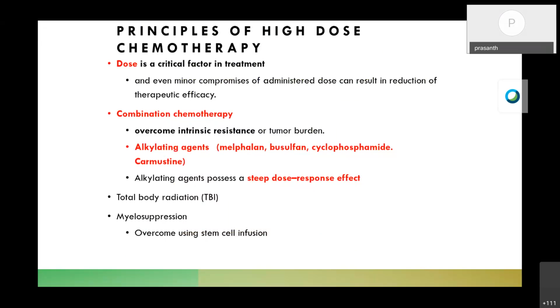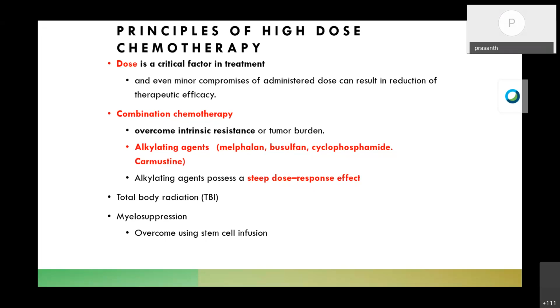The commonest chemotherapy agents used for this kind of high dose therapy in the context of stem cell transplant are these alkylating agents. Common drugs are melphalan, cyclophosphamide, and carmustine. That's because they have a very steep dose effect, and as you keep upping the dose of these agents, you get more and more cell kill, and that's what you want in the context of a stem cell transplantation.